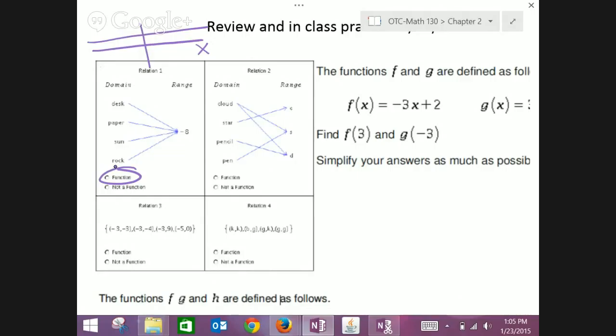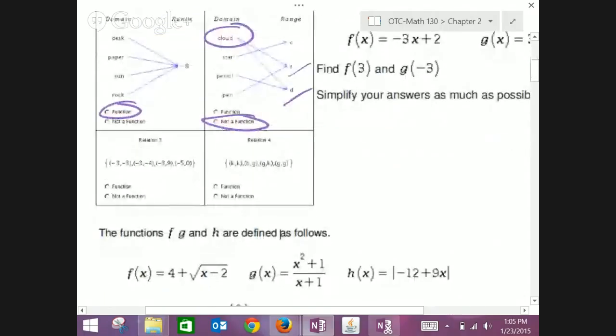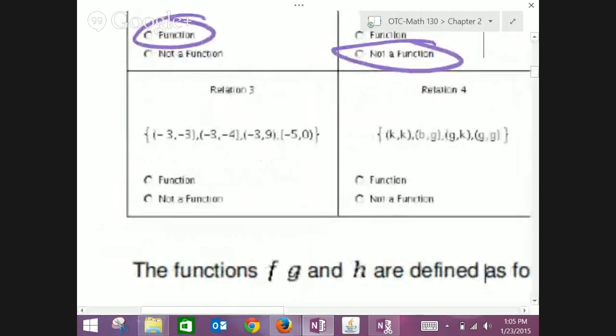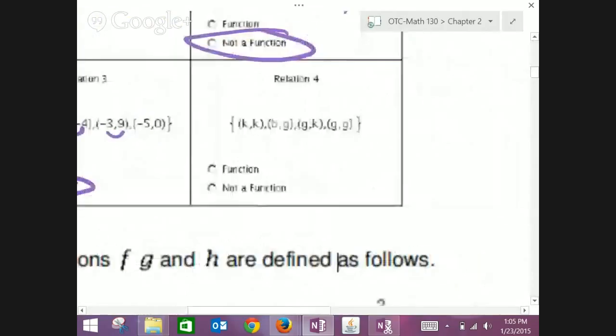Relationship 2, is this a function or not a function? It's not. Our problem comes with it can't be mapped into S and D separately. What about relationship 3? It's not, right? I have a problem when -3 goes to 3, and then -3 goes to 4, then -3 goes to 9. So not a function. Relationship 4, not a function again. K and G goes to G, which gives me problems.